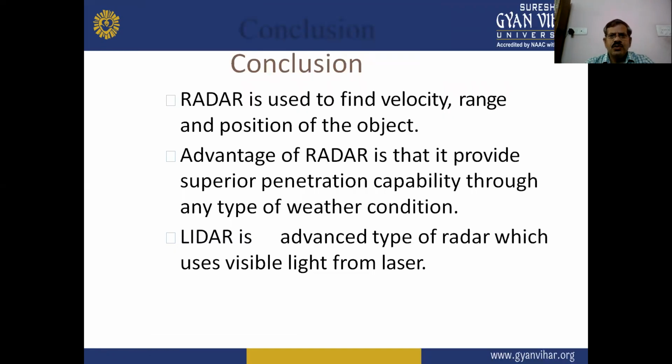So radar is used to find the velocity, range, and position of an object. The advantage of radar is that it provides superior penetration capability through any type of weather conditions. LIDAR is an advanced type of radar which uses visible light from a laser.